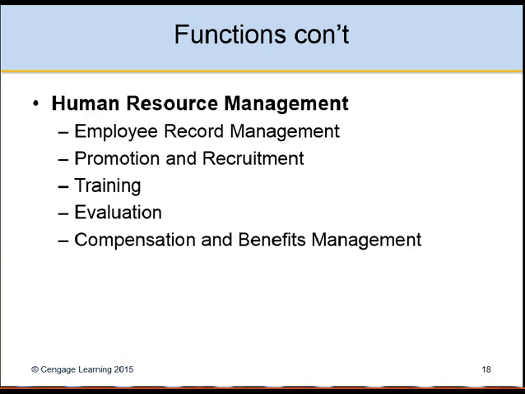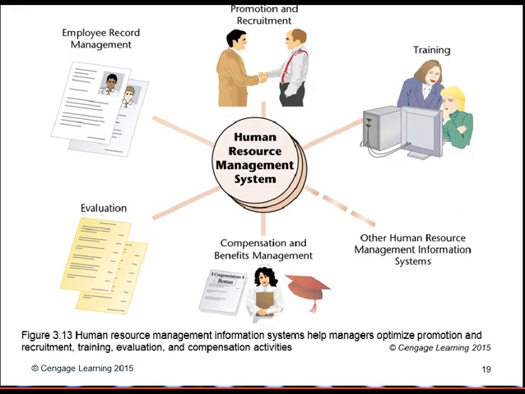Human resource management can be classified into 5 main activities: employee record management, promotion and recruitment, training, evaluation, and compensation and benefits management. And here we see a graphic of a human resource management system and the various subsystems that comprise it.